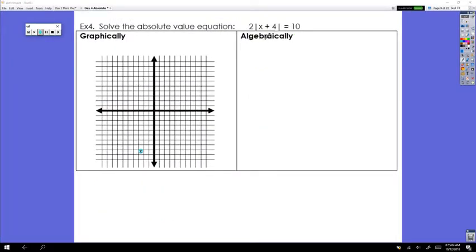For the purposes of trying this problem another way, I'm going to use the other method of solving this graphically. I'm going to graph this part of the equation, and then I'm going to graph this part of the equation. So for this part of the equation, you know you're moving it to the left 4. There's our vertex. And then we're going to have a slope of 2. So we go up 2 over 1, up 2 over 1. And here is our absolute value function. I'll make this a little bit longer.